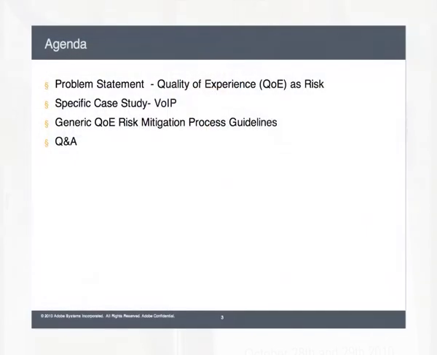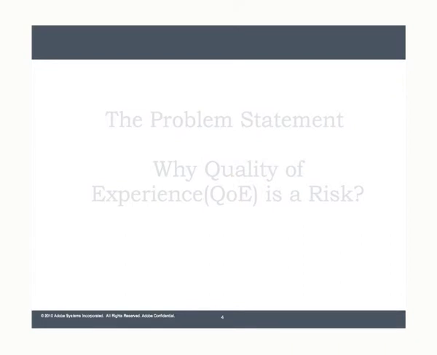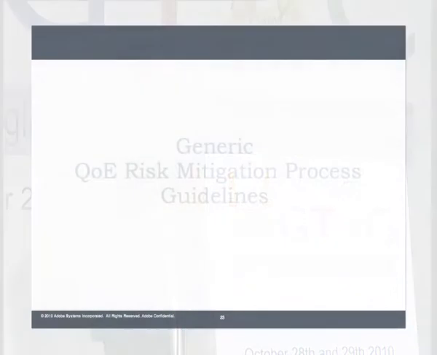So this is the agenda for the talk. I've structured the talk in 3 sections. First, we'll look at why quality of experience is a risk, and more of a risk in the case of such human-centric applications. We'll look at a specific case study with respect to VoIP quality of experience problems and how we solved them. Then we'll use that case study to derive generic quality of experience risk mitigation process guidelines or frameworks, so to speak. Then we'll have questions.